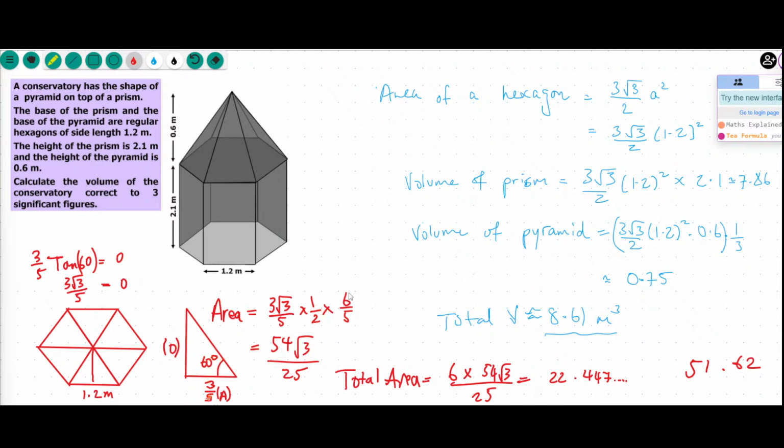No, that's right. 6/5 is 1.2 times by the height, which is 3√3/5, and then halved again. That's the area of one triangle. So that's the area of one triangle there. And then the total area, which is 6 times that, would be this. Unless that's been put in the calculator wrong. Where's the 54 come from? Well, I put it in the calculator at that point, and that's what's come out. So I wonder, unless that's what's wrong.